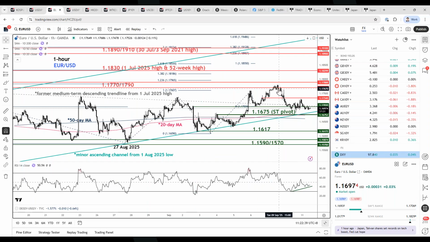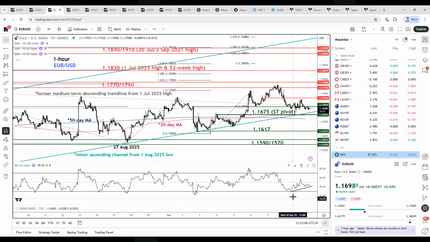of 1.1770, 1.1790. But so far, it still managed to hold above the 20-day moving average and the 50-day moving average, as well as the minor ascending channel support that is still in place since the low of 1st of August this year. So for sure, the pivotal support to watch out for today ahead of the ECB monetary policy meeting decision, as well as the press conference of ECB President Lagarde, will be at 1.1675 over here.